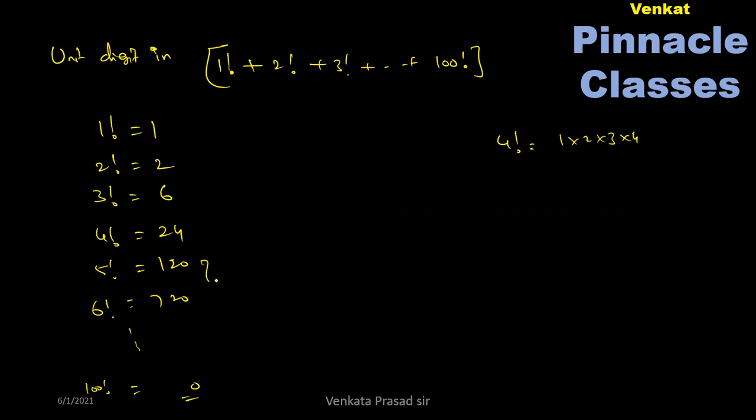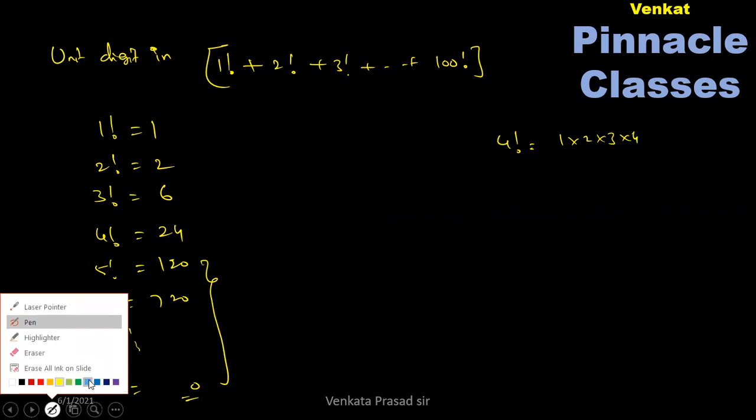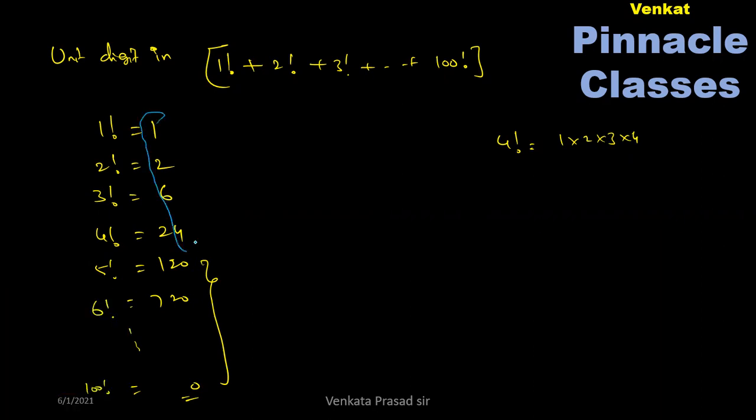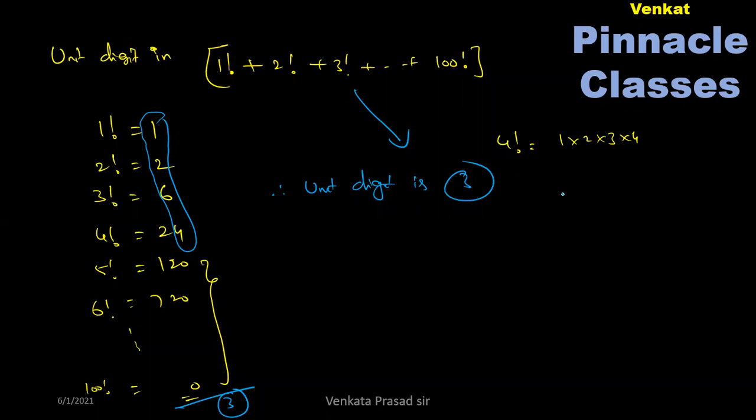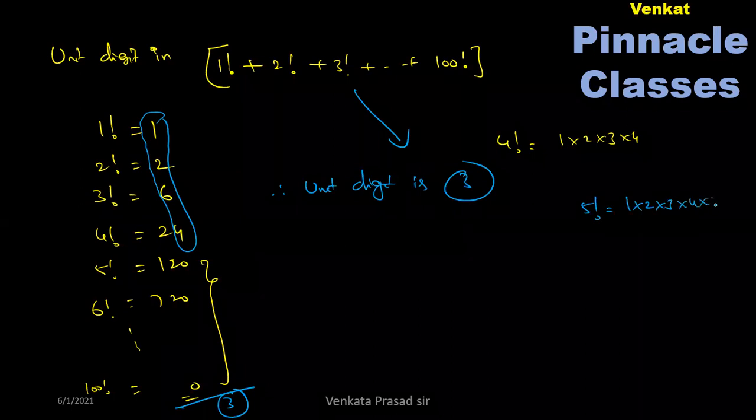0 from 5 factorial onwards. Remaining, just add these digits. How much coming? 3. So 3 plus 0, 0, 0, the unit digit is how much? 3, write down. 5 factorial is 1 into 2 into 3 into 4 into 5, that is 120, like that.